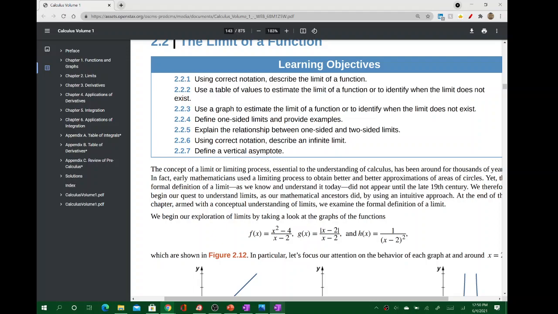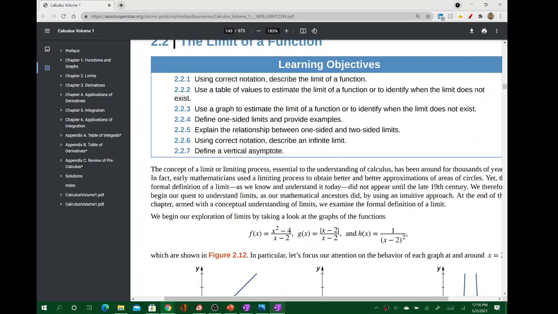2.2.5, explain the relationship between one-sided and two-sided limits. For 2.2.6, using the correct notation, describe an infinite limit. So the limit as x approaches infinity, basically. And 2.2.7, define a vertical asymptote. Now we know the last part is pretty easy, but we want to know what that means in terms of limits. What does that mean for a vertical asymptote?